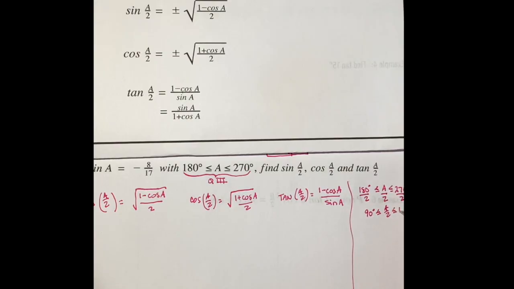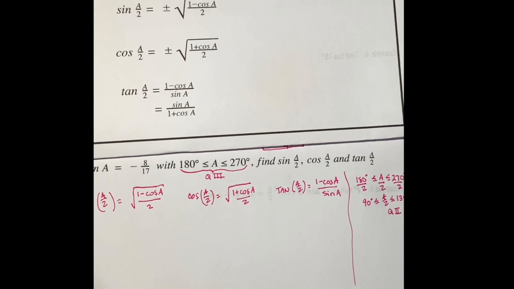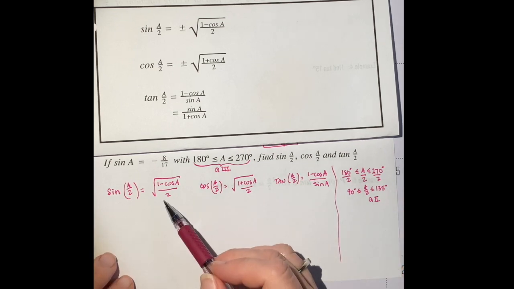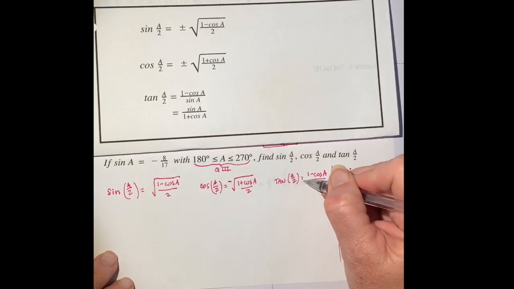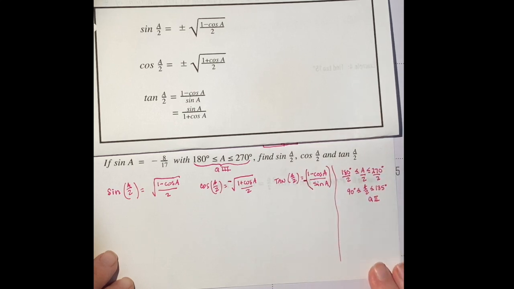And half of 270 is 135 degrees. Okay, so that would fall in quadrant 2, and I would label my signs accordingly. So if I am in an angle in quadrant 2, sine is positive, so this one's positive. Cosine would be negative, and the tangent would be negative, so this would be a negative as well. All right.